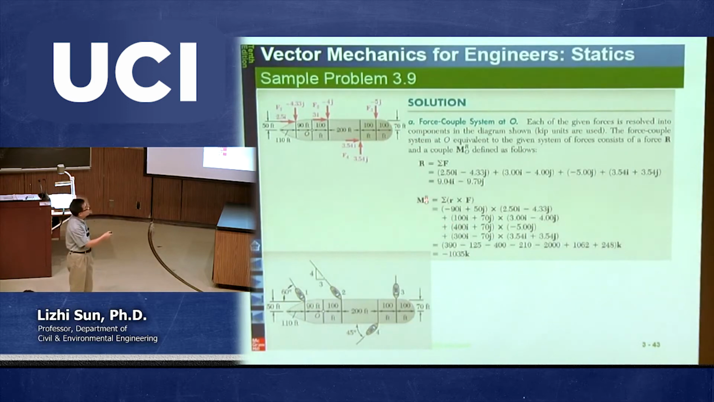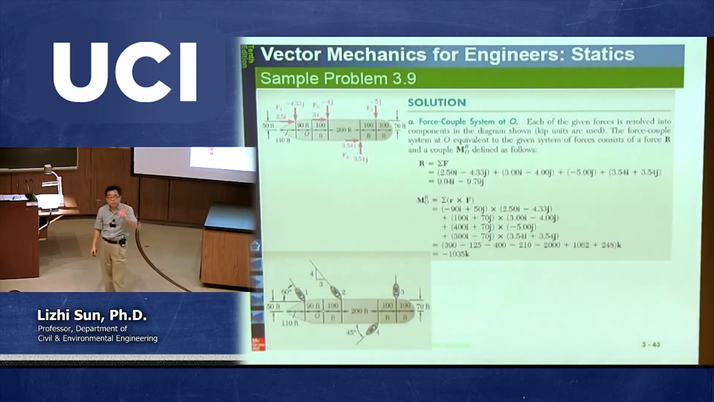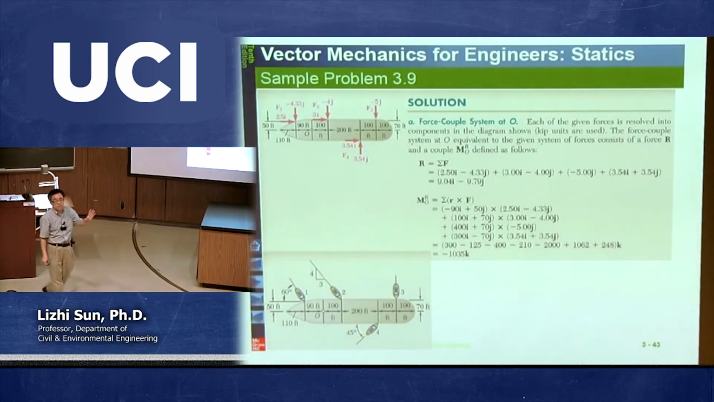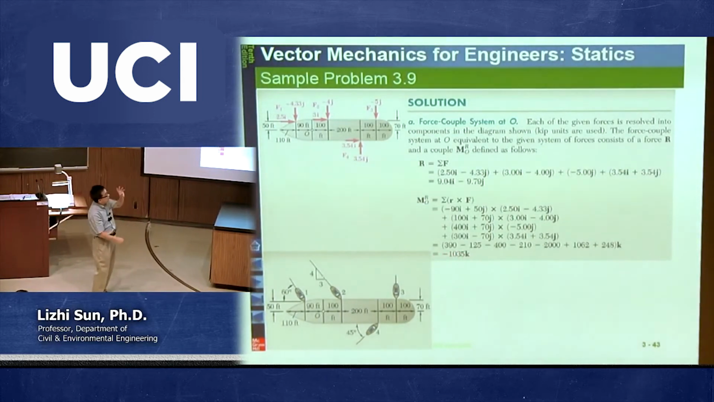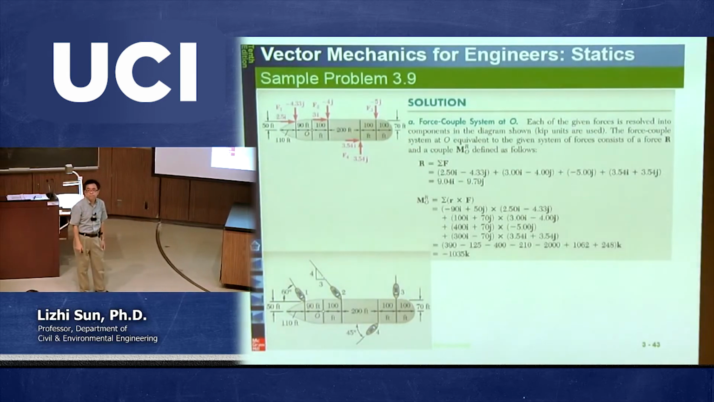Even though you finally end up with this answer, the negative sign doesn't have anything to do with the magnitude. Magnitude from physics is always positive. The sign is basically to indicate the direction. Negative k means clockwise. Okay, so that's the first part.